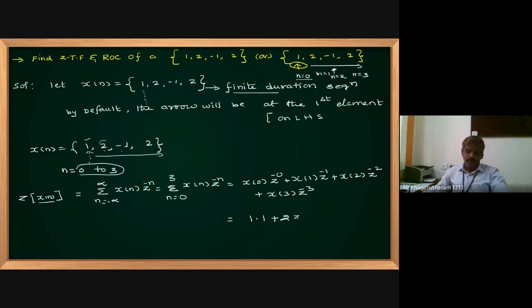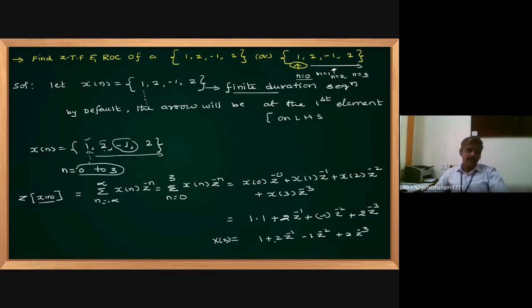2 into z power minus 1 as it is. Plus, when n equal to 2, put n equal to 2, x of 2 value is minus 1. So minus 1 into z power minus 2, plus x of 3 value is 2, 2 into z power minus 3. That's all. 1 plus 2 z power minus 1 minus 1 z power minus 2 plus 2 z power minus 3. This is the z transform of a finite duration sequence.